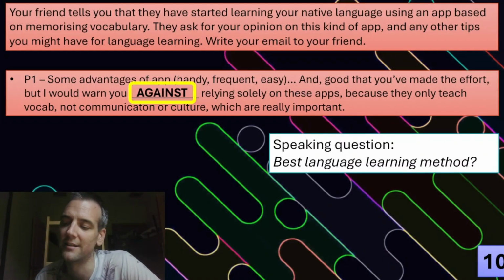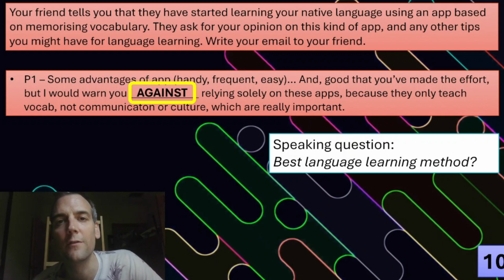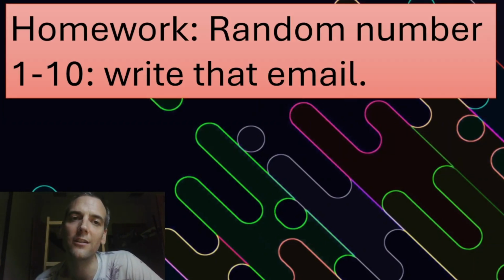And what do you think? What's the best language learning method? Have you used apps? Have you used YouTube? Have you used classes and so on? And what works? Reading books, listening to songs and writing down vocab, all these fun things. So as you can see, another informal email there. And that's 10 possible email topics for B2 and C1. And your homework is going to be, random number, write one of them.